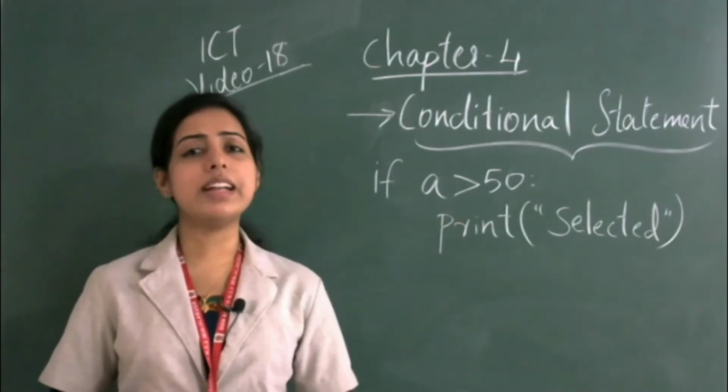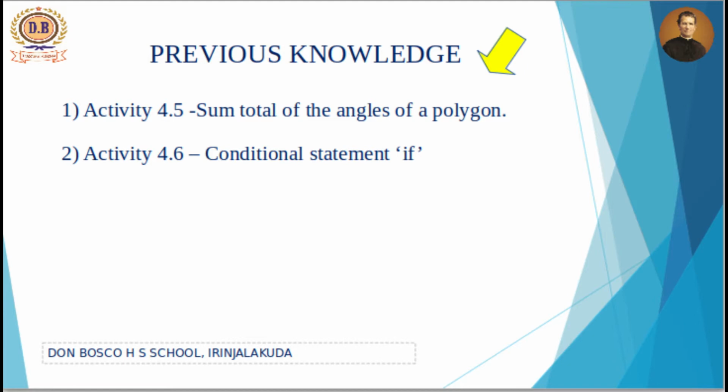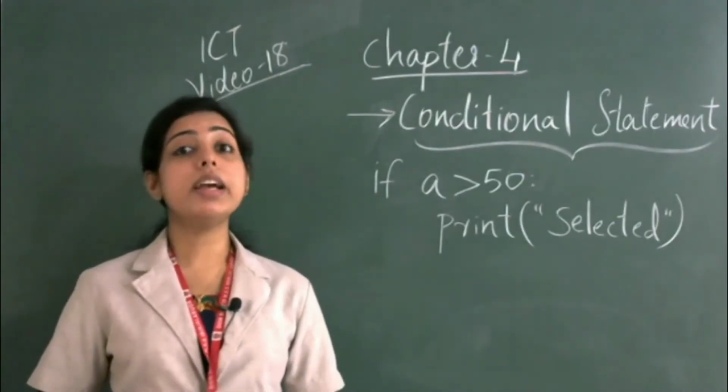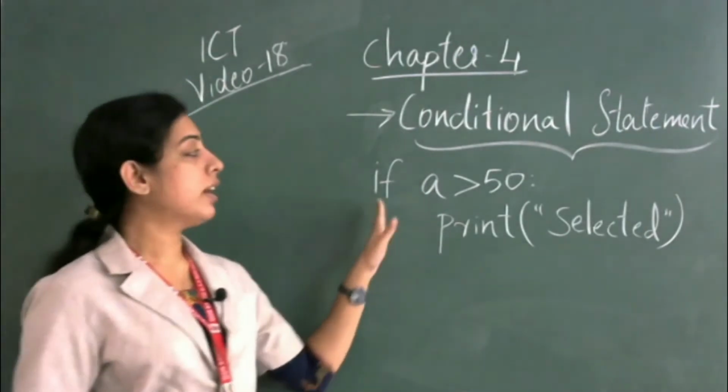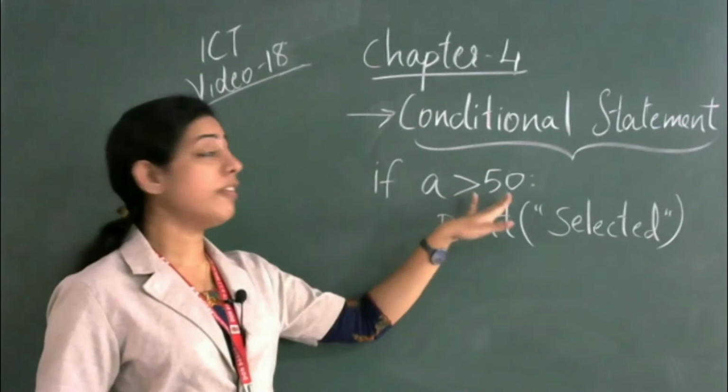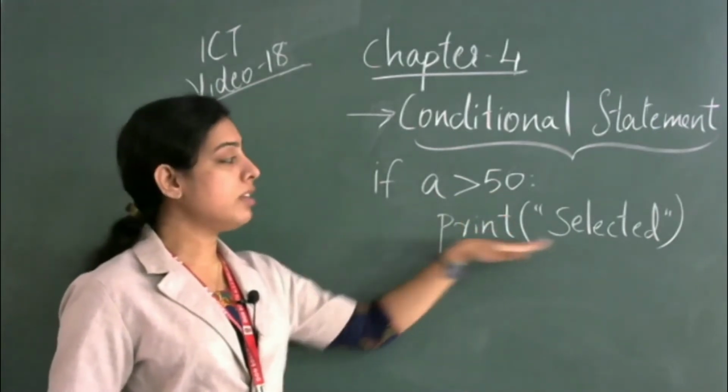Okay. So what have we studied in our previous class? We have done two different programs. One is using the eval and input functions. We found the sum total of angles of a polygon using the equation S equal to (n minus 2) into 180. Next, we moved to a different program using a conditional statement called the if statement. If is used to check whether a condition is correct or not. The syntax was like this: if a particular variable is greater than 50, then our output will be print selected.